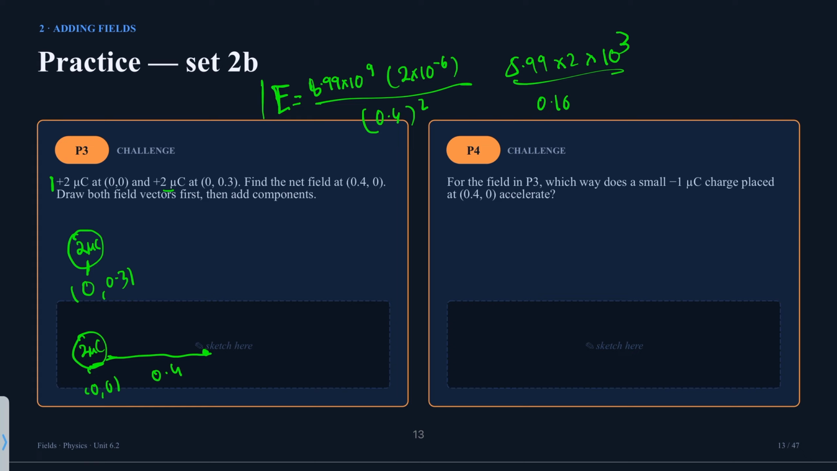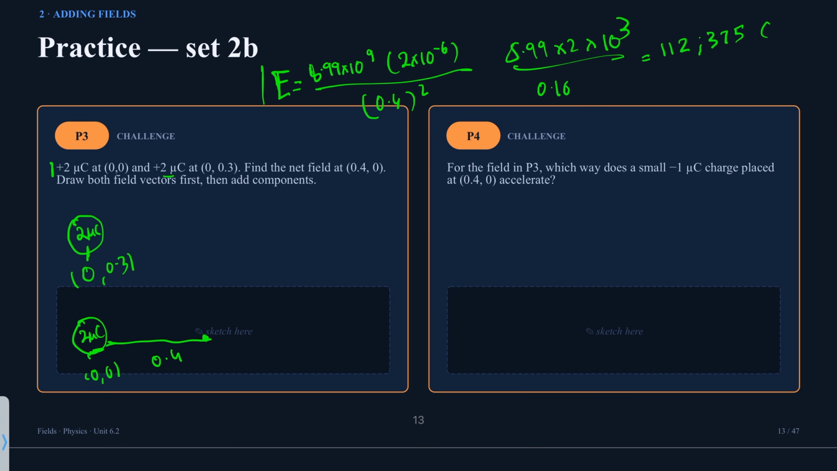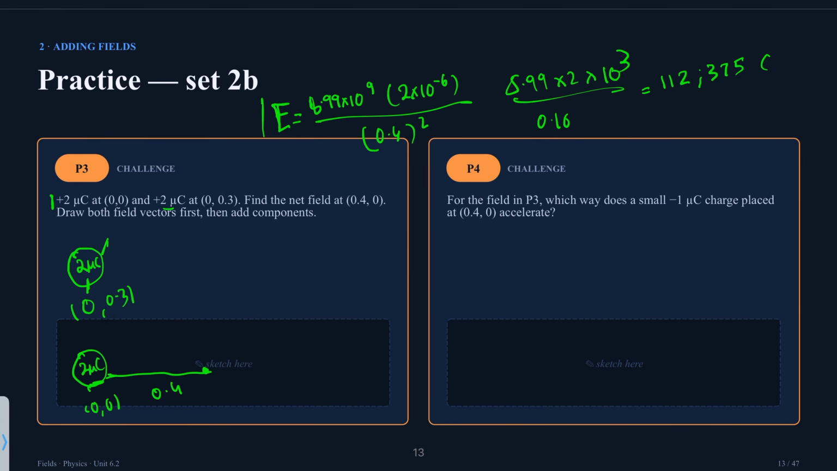So it's a lot of coulombs, okay? It's 112,375 coulombs. So 112,000. And from there, the next step is to find out the force that this is pushing here. Okay? It's also going to have a field at that point, right? But we don't know the radius of that.